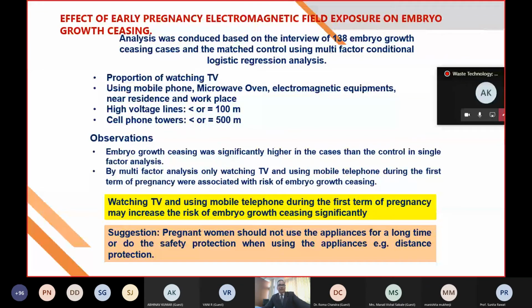That is why it is highlighted. Watching TV and using mobile telephone during the first term of pregnancy may increase the risk to embryo growth. Suggestion: pregnant women should not use appliances for a long time. Take safety precautions. If you are sleeping, keep all your appliances far away from the place where you are sleeping.